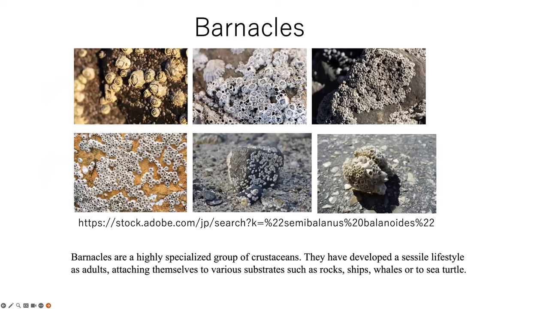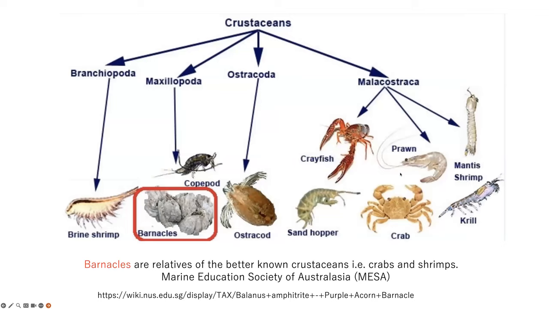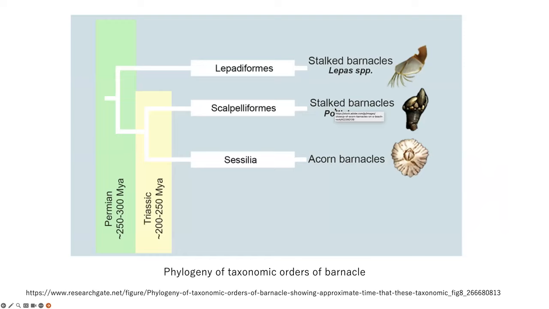Okay, I already mentioned it. This is a phylogenetic tree of the barnacles. Roughly speaking, there are two types of barnacles. This is the acorn barnacles, okay? But a different type of barnacle exists, called stalked barnacles. Different from the acorn barnacles, it has a stalk, and the main body exists at the tip of the stalk.